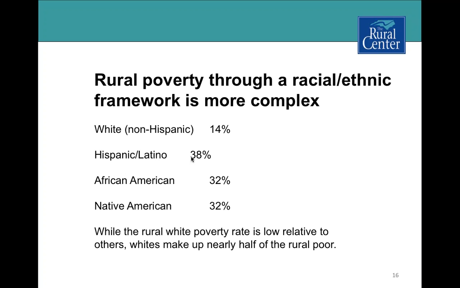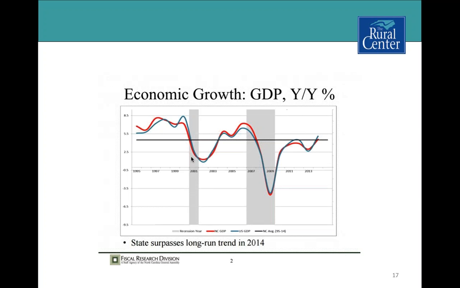That said, it's important to remember that while the rural white poverty rate is low relative to others, whites still make up nearly half of the rural poor in North Carolina. I highlight this because at the state and certainly at the national level, when we talk about poverty, either intentionally or unintentionally, we almost always frame it as being only an issue in communities of color. And certainly, as the numbers say here, the percentages are much higher. But when you look at the total population in poverty, there are a lot of white people who are poor. And in our policy discussions, we sometimes forget that. So just wanted to highlight that.